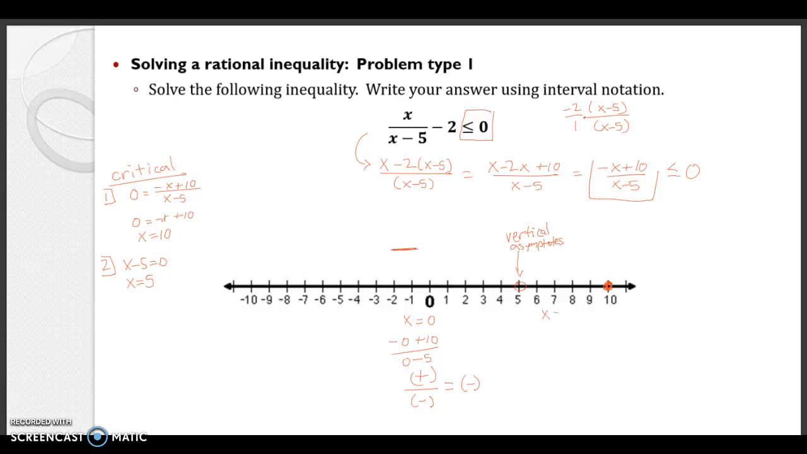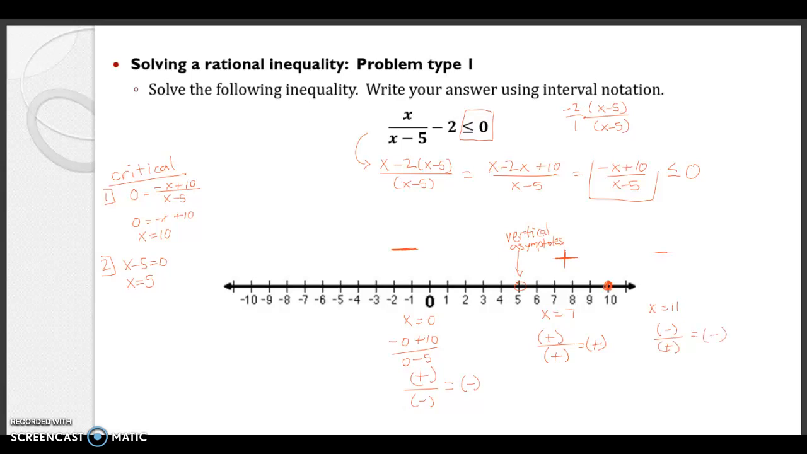Let's go ahead and plug in 7. Negative 7 plus 10 is a positive over 7 minus 5, which is a positive. So here I'm going to end up getting a positive overall. So whenever my inputs are between 5 and 10, my outputs are positive. Let's plug in 11. Negative 11 plus 10 is a negative, and then 11 minus 5 is a positive. So overall, I'm going to end up getting a negative.